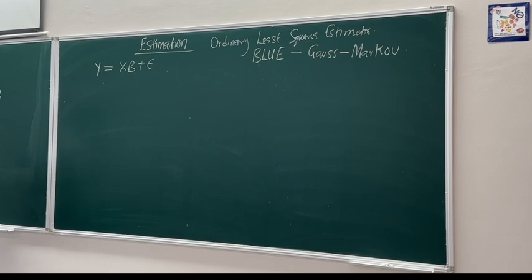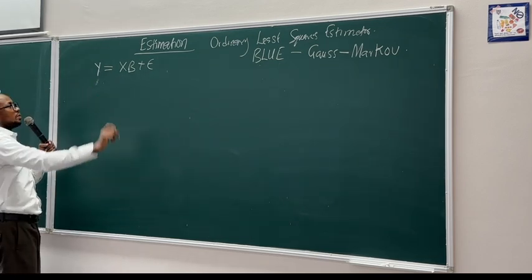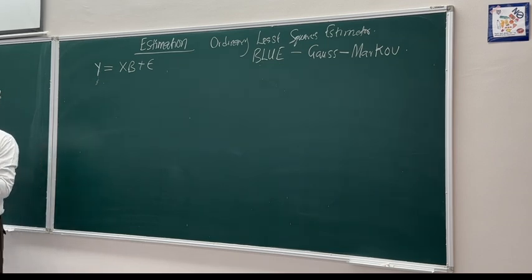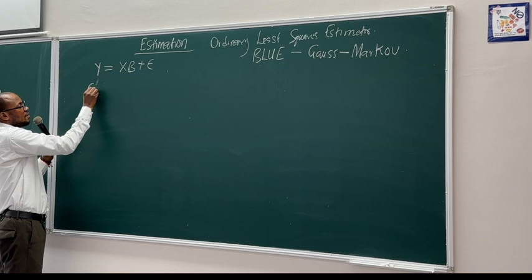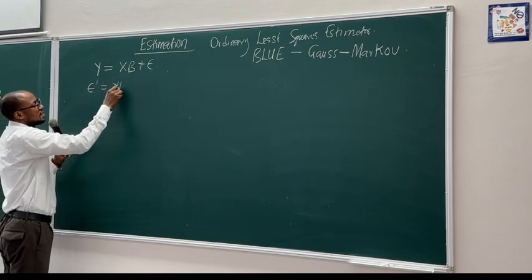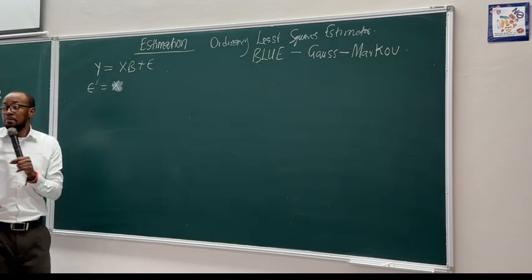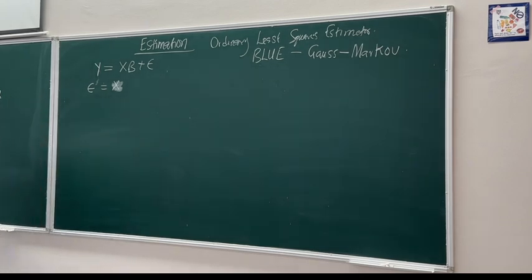So let's see how we do that. Let's find the estimation. Given this regression model, y equals x beta plus e, our error is the same as y minus x beta, by minimizing the sum of squares of the error. Okay, that is how we obtain the OLS estimator.